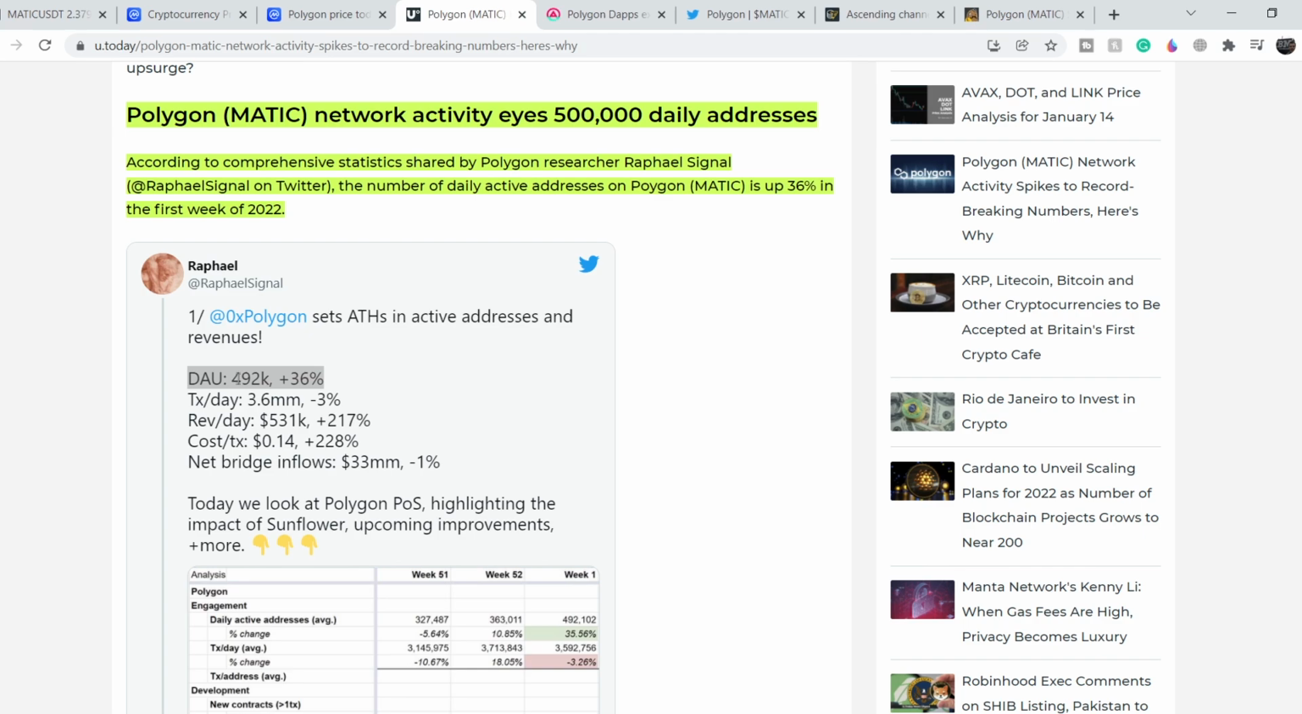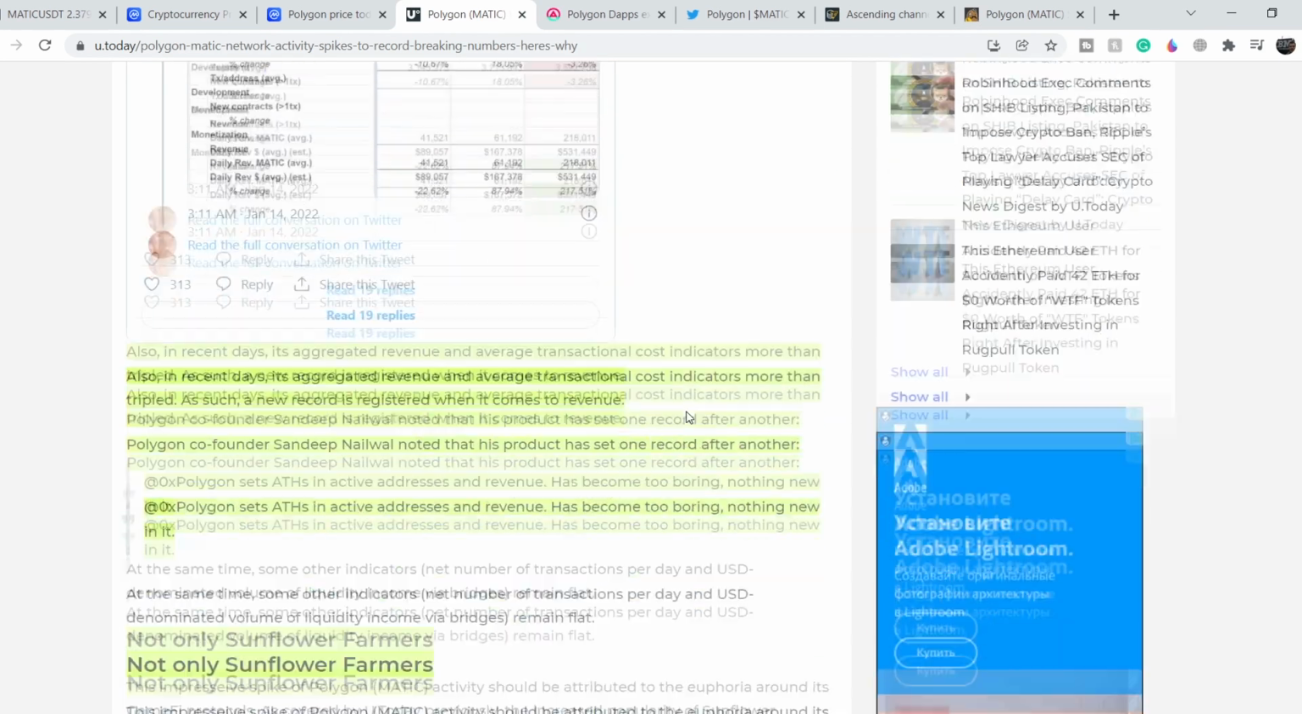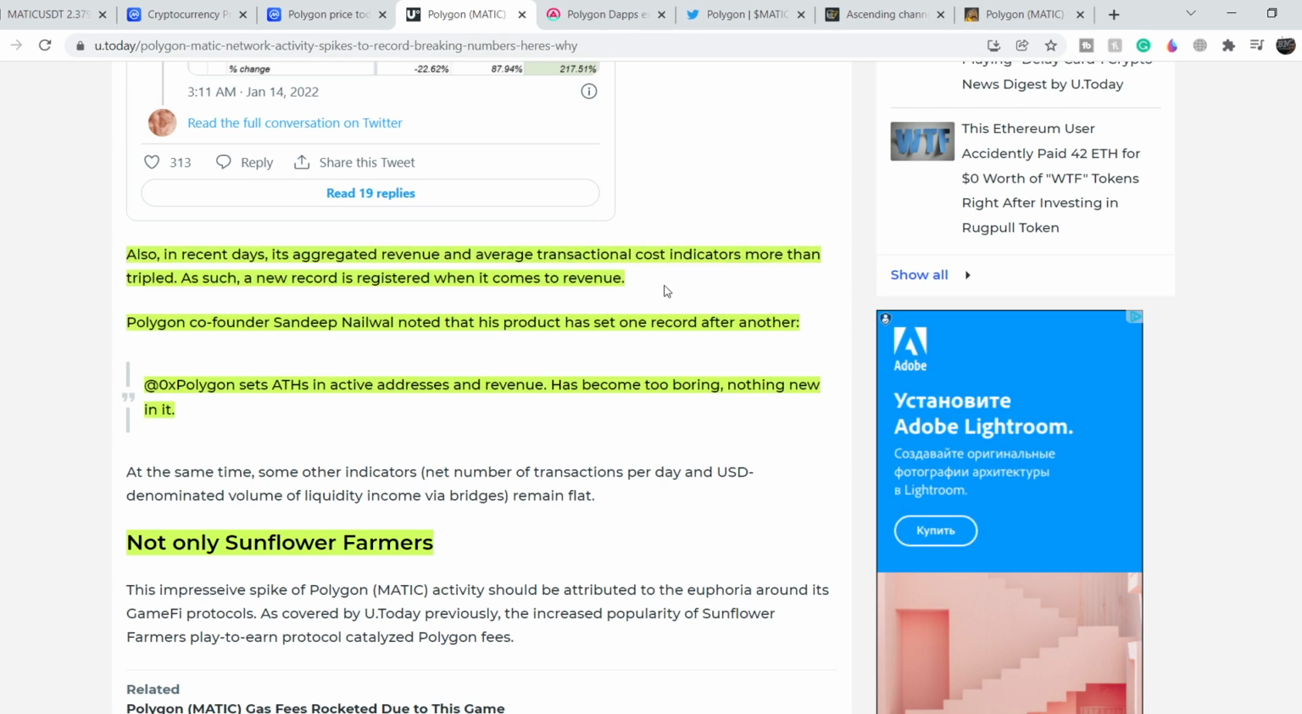As you can see, daily active users reached 492,000. Also, in recent days, its aggregated revenue and average transactional cost have more than tripled. As such, a new record is registered when it comes to revenue. Polygon co-founder Sandeep Nailwal noted that his product has set one record after another. He says, "Polygon all-time highs in active addresses and revenue has become too boring, nothing new in it."